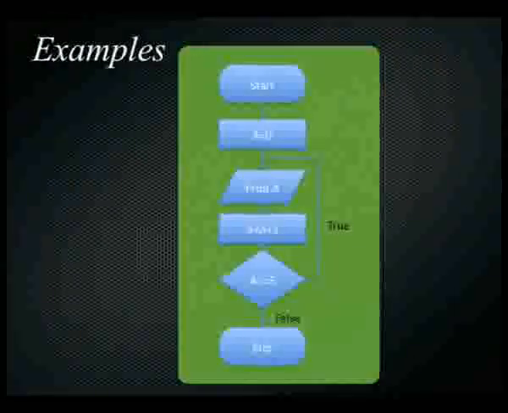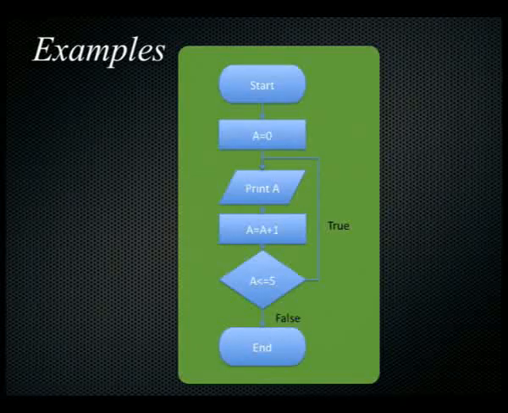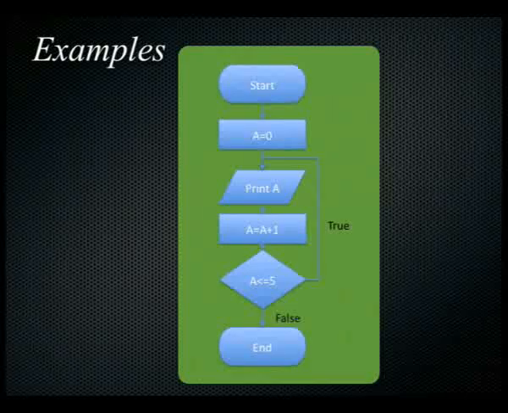To give you an example, we have our start. We have the variable A, which is our counter. We initialize the variable A to be 0, and we print the value of A to the screen, and then we go A equals A plus 1. Then we check to see if A is less than or equal to 5. If it is, then we go back up to print A. So we print the new value of A to the screen, increment it again, and check to see if it's less than or equal to 5. If it isn't, so the value of A is 6, then of course we end.